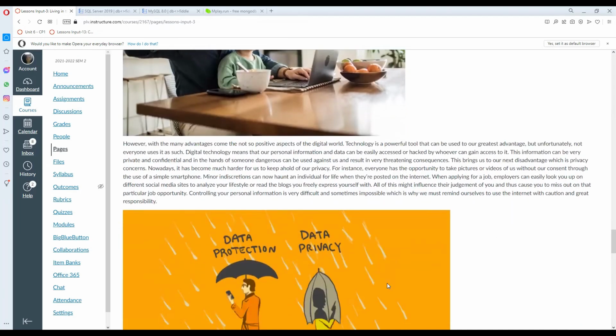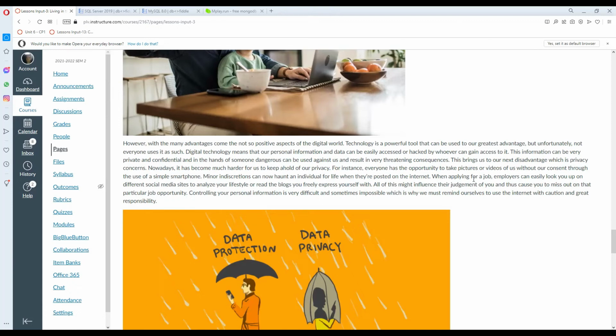However, with the many advantages come the not so positive aspects of the digital world. Technology is a powerful tool that can be used to our greatest advantage. Everyone uses it, but not everyone uses it as such. Digital technology means that our personal information and data can be easily accessed or hacked by whoever can gain access to it. This information can be very private and confidential, and in the hands of someone dangerous can be used against us and result in very threatening consequences.